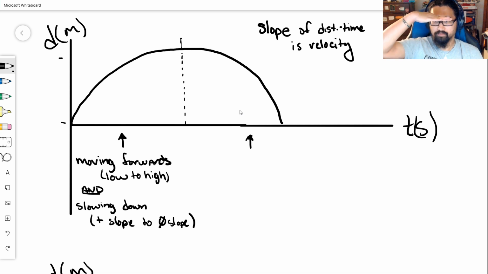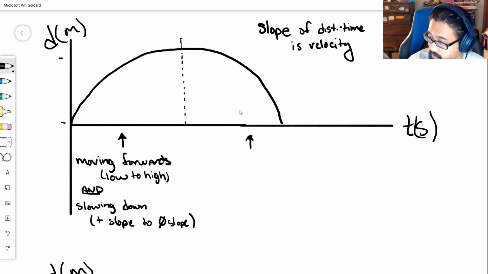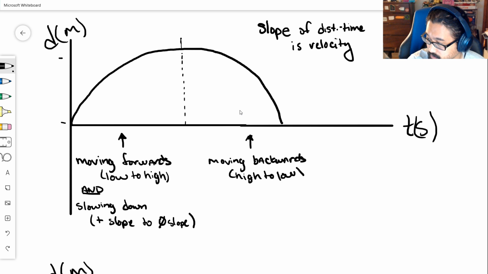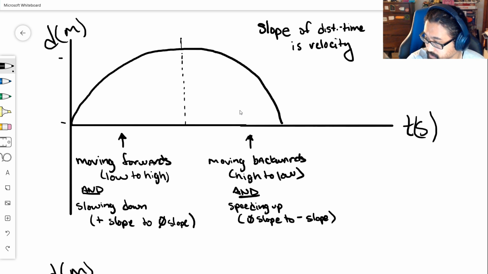The slope is 0, and then it goes this way. It gets more negative as the slope happens, and so this motion tells me two things. This is moving backwards, or high to low, and speeding up because it's 0 slope to negative slope, right?